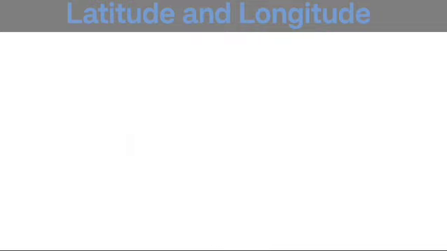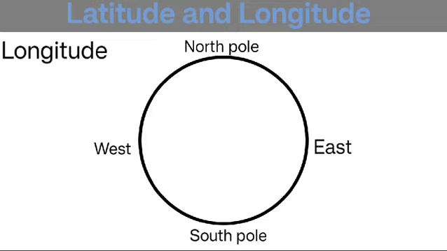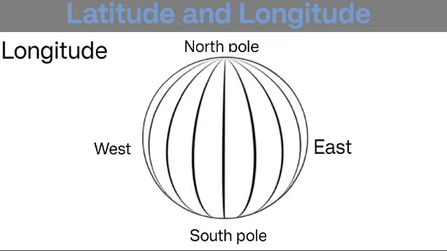Okay, now let's talk about longitude. Let's again draw a circle, but this time we draw lines from north to south, meaning top to bottom. Add more lines, and the line which is in the middle is called the prime meridian, from which we know how far the west and east is.